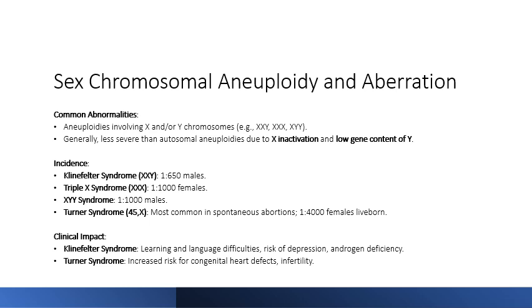Triple X syndrome affects 1 in 1,000 females. XYY syndrome affects 1 in 1,000 males. And Turner syndrome is actually the most common abnormality found in spontaneous abortions and is found in 1 in 4,000 live births.